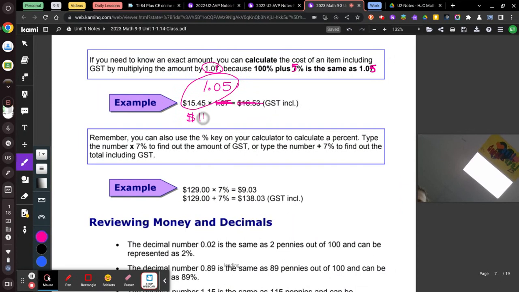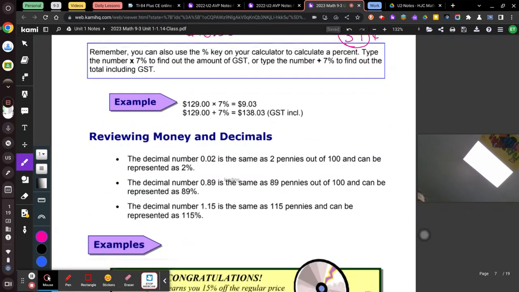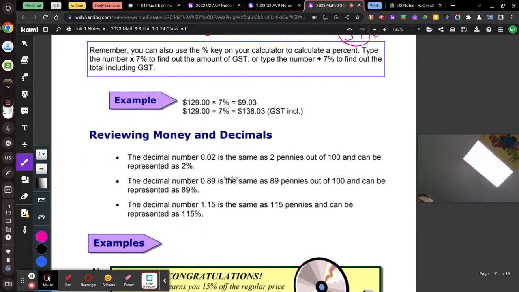So $16.22. That other total had $16.53. If I subtract them, this is the 7% GST. This is 5% GST. I'm saving 31 cents. So they've reduced the amount we pay in GST, which is a good thing. They've reduced it.